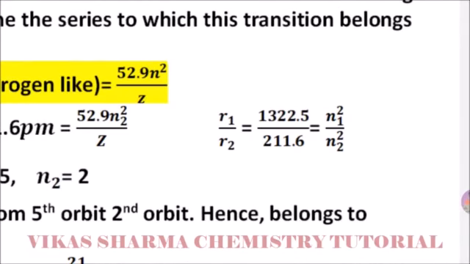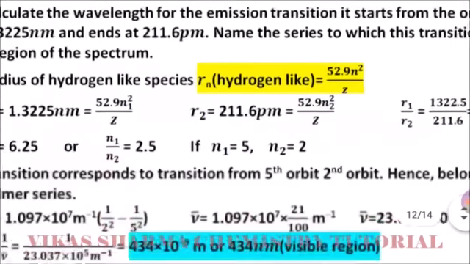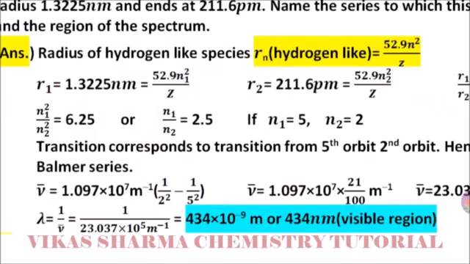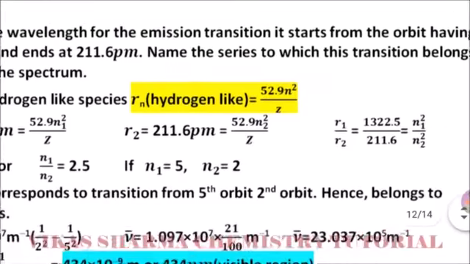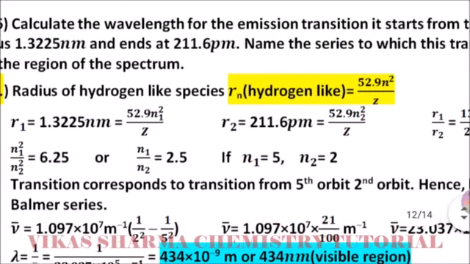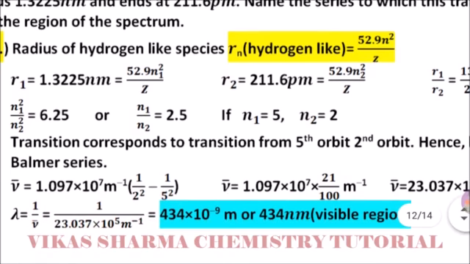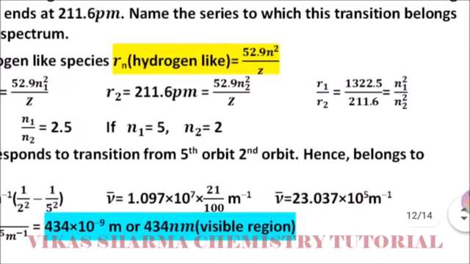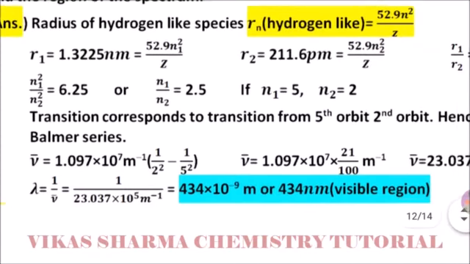Rn1 divided by Rn2, which is 1322.5 divided by 211.6, is equal to n1² divided by n2². The ratio of n1² to n2² is equal to 6.25 after the calculation. So n1 divided by n2 is equal to 2.5, so n1 value is 5 and n2 value is 2. When the electron comes back to the lower level, the transition corresponds to transition from the fifth orbit to the second orbit, hence belongs to the Balmer series.